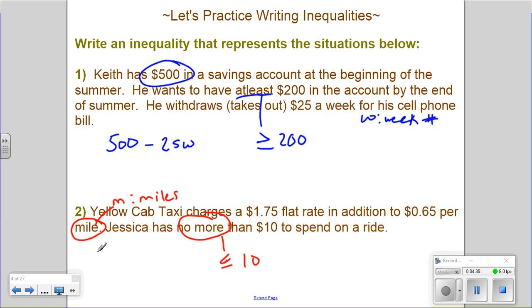So now I know it's $1.75 no matter what. Even if I don't go anywhere in the cab, if I just sit still, I'm going to be paying $1.75 plus, it says in addition. In addition means literally addition, plus 0.65 per mile. Per mile means to multiply that fee with mileage or number of miles. So here's the inequality for this scenario: 1.75 plus 0.65m less than or equal to 10.